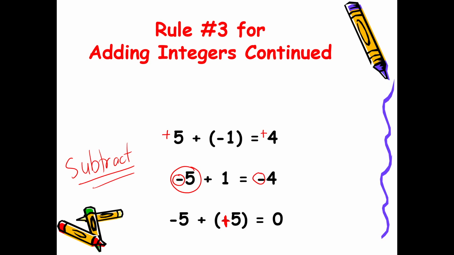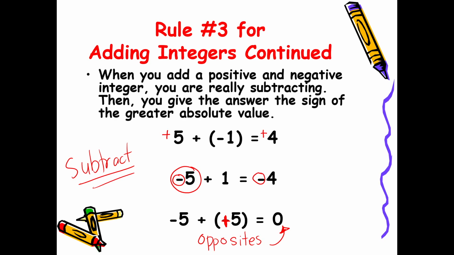Okay, 5 minus 5 is 0. And this is what you call opposites. So the sum of opposites is always 0. So here's the rule. When you add integers with different signs, meaning one is positive and the other is negative, you will subtract them and copy the sign of the number having the greater absolute value.